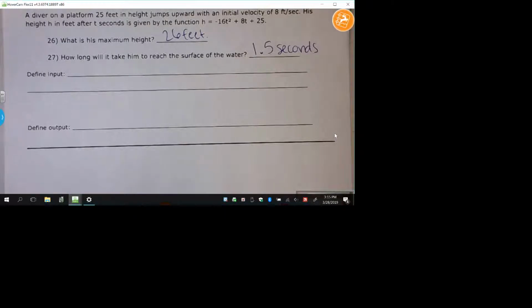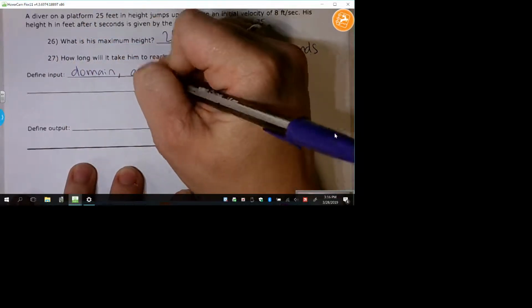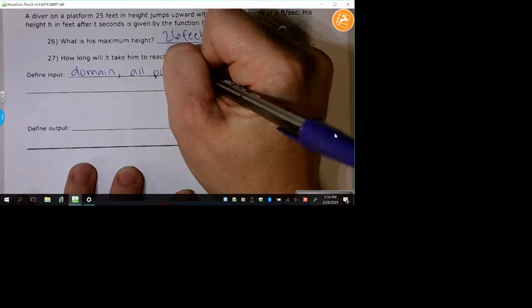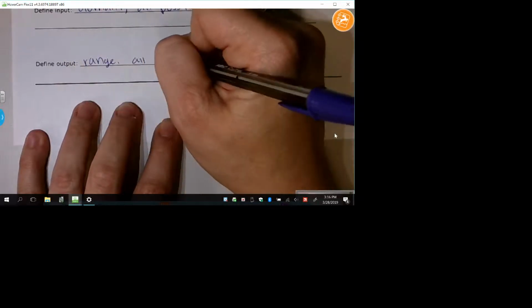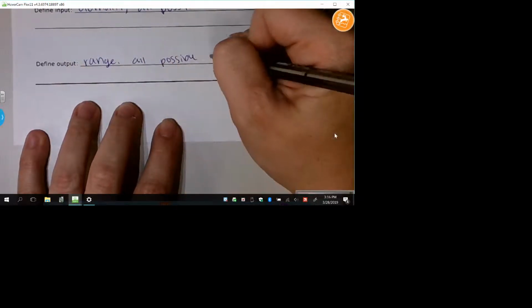So your input is literally just your domain. Sorry, I was trying to listen and see who it was. It's all your x values. All your output is your range, all possible y values.